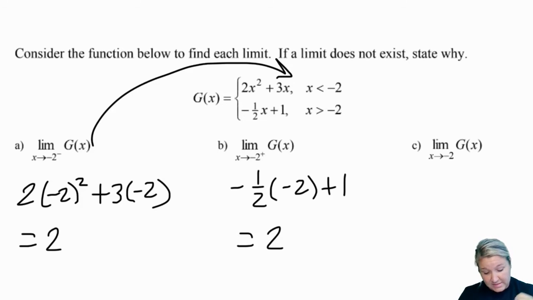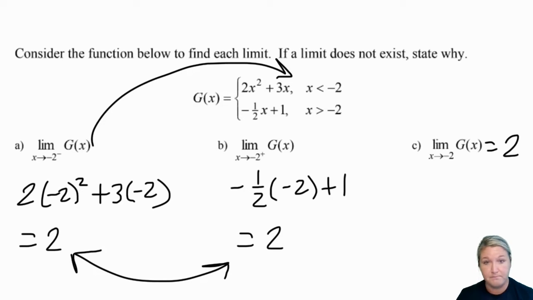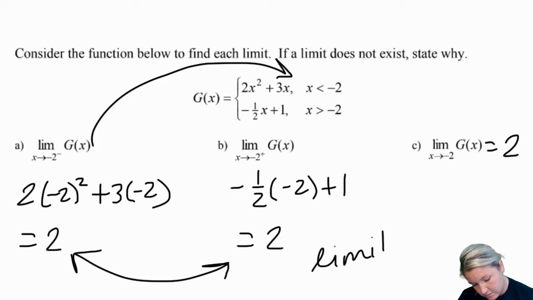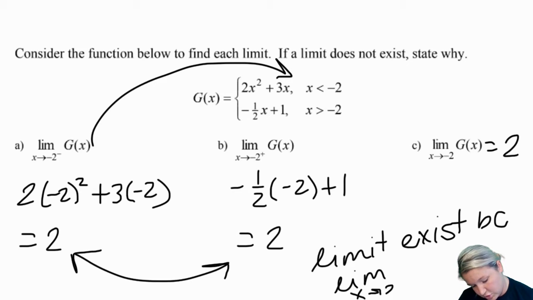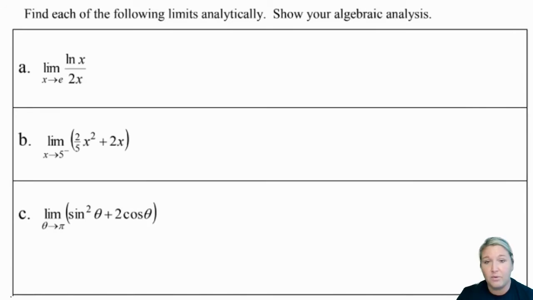So the limit as x approaches -2 of g of x, even though we have a piecewise defined function, is still going to be 2 because these two limits are equal. So it does exist. The limit exists because the limit as x approaches -2 from the left is equal to the limit as x approaches -2 from the right. All right, so now we're going to look at these.